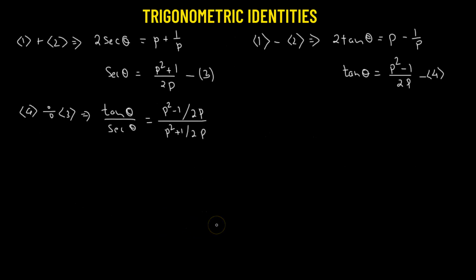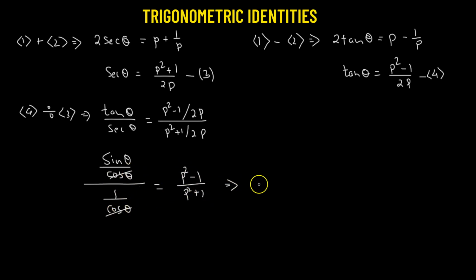Now, for tangent theta over secant theta, we know that the tangent function is the ratio of sine theta over cosine theta, whole divided by secant theta, and secant theta is the reciprocal of the cosine function. So this equals p squared minus 1 over p squared plus 1. The cosine theta and cosine theta get factored out, and finally we get the value of sine theta in terms of p. That will be p squared minus 1 over p squared plus 1.